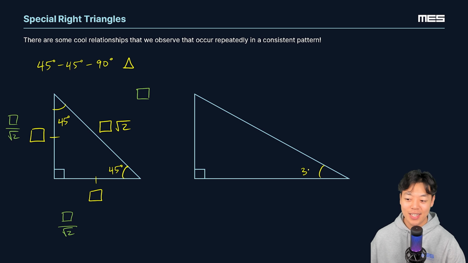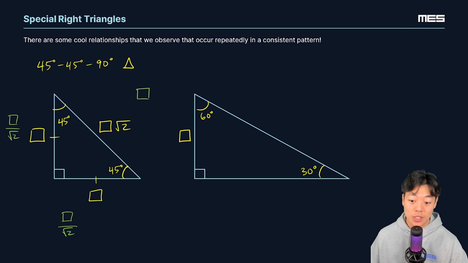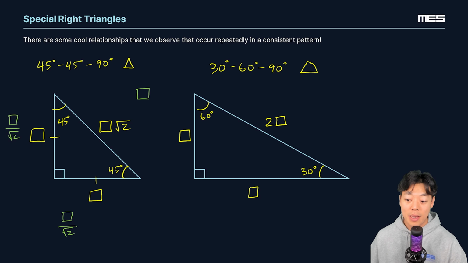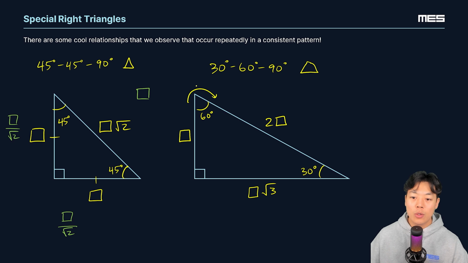Another special right triangle is the 30-60-90 triangle, and this always works. If we have the shortest leg, which is opposite the smallest angle, we can solve the other sides. If we have a 30-60-90 triangle, we can multiply the shortest leg by 2 to get to the hypotenuse and multiply the shortest leg by radical 3 to get to the longer leg. Now that's all you have to know, but you also have to know how to go in reverse, right? From here to here, we've multiplied by 2. From here to here, we've multiplied by radical 3.